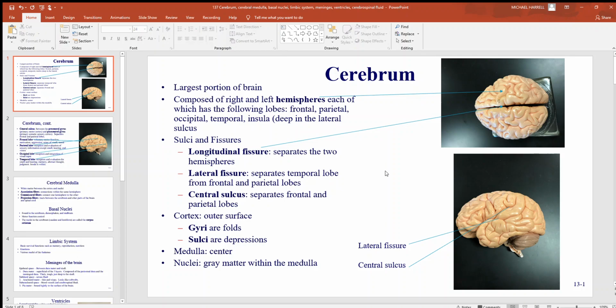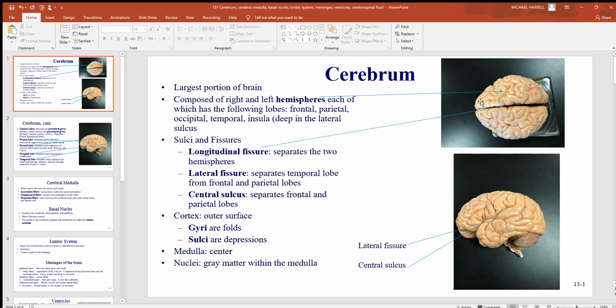Let's continue our discussion by looking at the cerebrum. Now remember, the cerebrum is what makes up the bulk of the brain. This is the largest portion by far. It is composed of two hemispheres. You can see that there is a right and a left hemisphere, and within each one of these hemispheres there are lobes in the positions and with the names of the flat bones of the skull, which you've seen before.